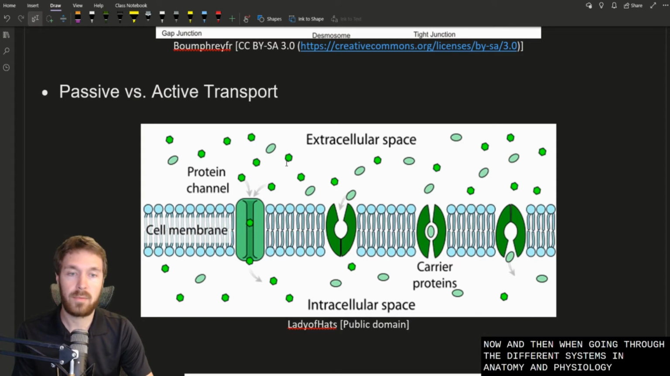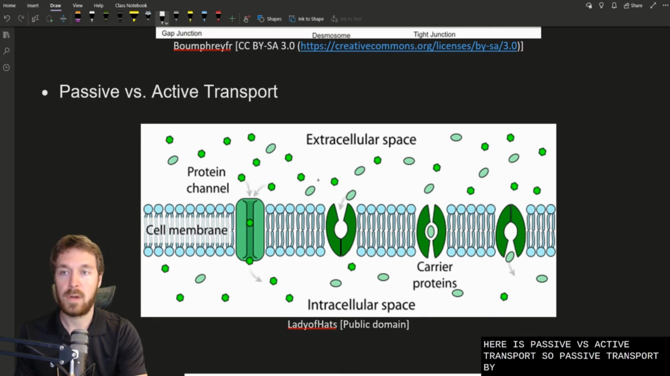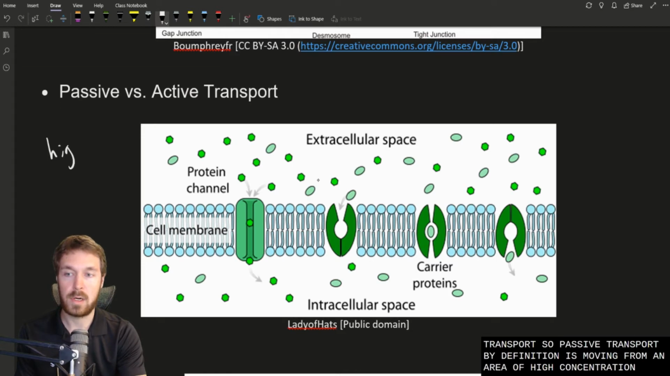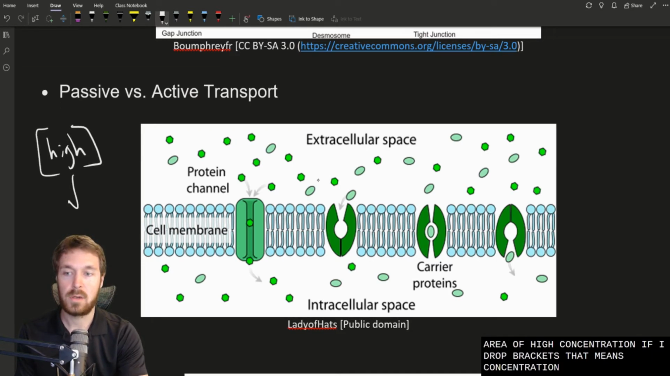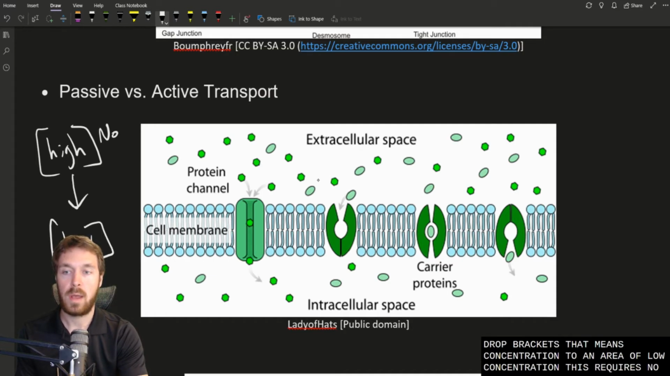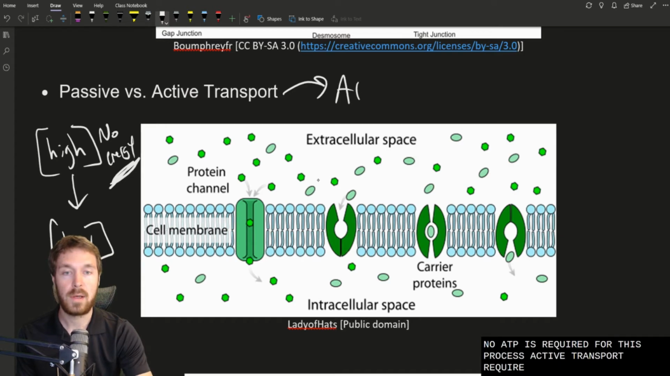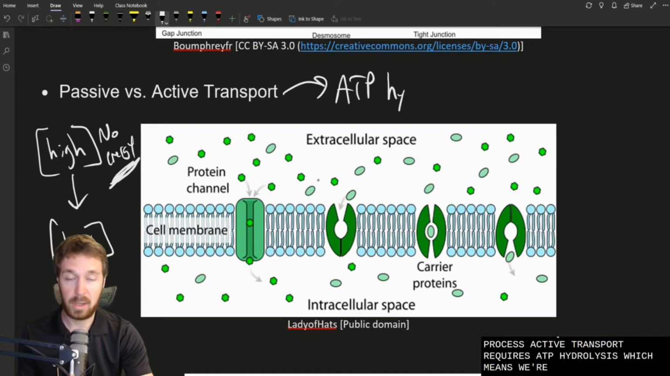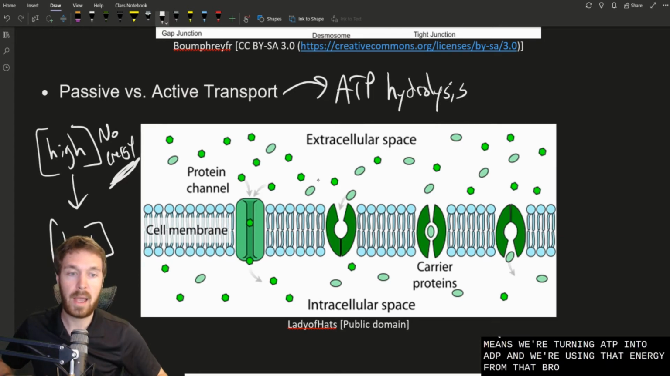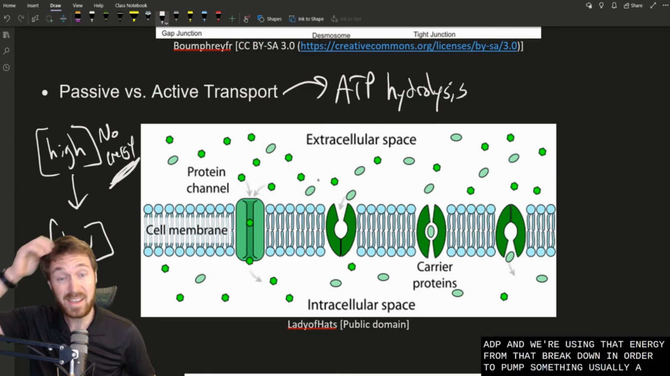All right, now one of the more important topics here is passive versus active transport. So passive transport, by definition, is moving from an area of high concentration, if I draw brackets, that means concentration, to an area of low concentration. This requires no energy. That's big. No ATP is required for this process. Active transport requires ATP hydrolysis, which means we're turning ATP into ADP, and we're using that energy from that breakdown in order to pump something, usually against the concentration gradient.